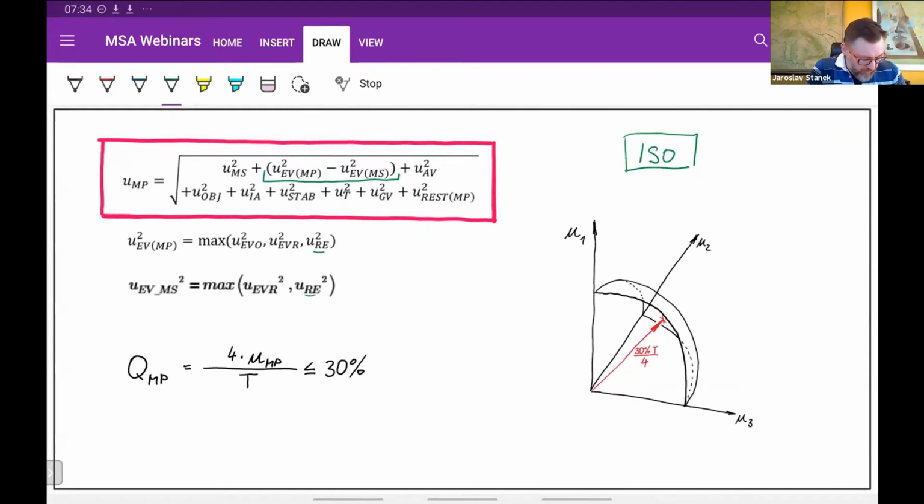And the overall criterion is that we take 4 times the standard uncertainty divided by tolerance, and this has to be less than 30%. In other words, plus minus 2 standard uncertainties, that is 4, needs to be less than 30% of the tolerance. So this is the ISO way, and quite a good one, I would say.